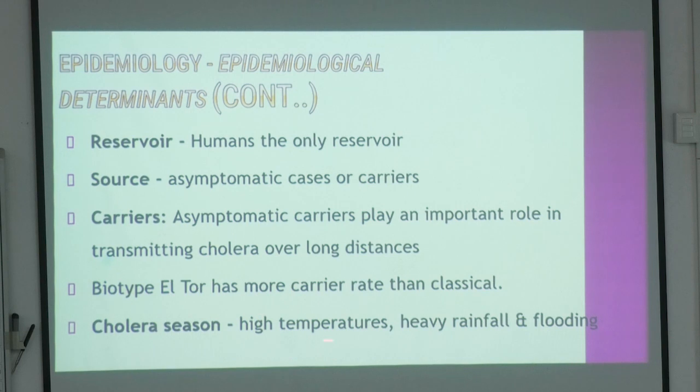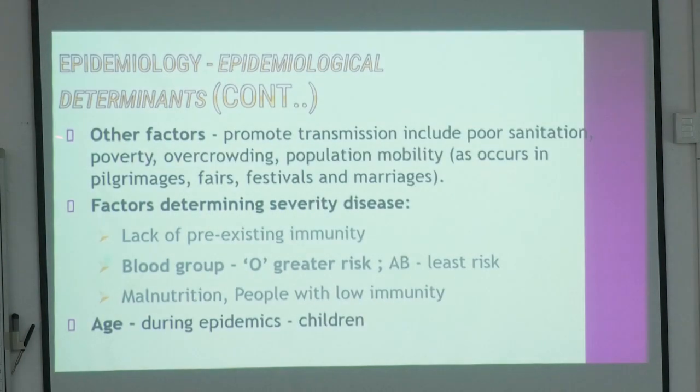Cholera season is highly temperate, with heavy rainfall and flooding. Other factors promoting transmission include poor sanitation, poverty, and crowding. Factors determining severity of disease: lack of pre-existing immunity, and blood group O is a greater risk factor. AB is the least risk. Malnutrition and people with low immunity have a higher risk.